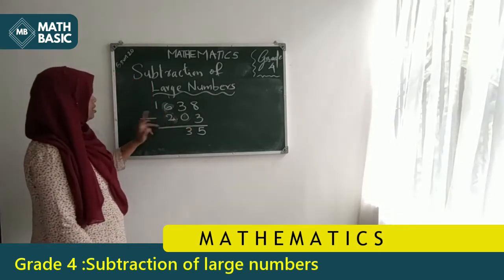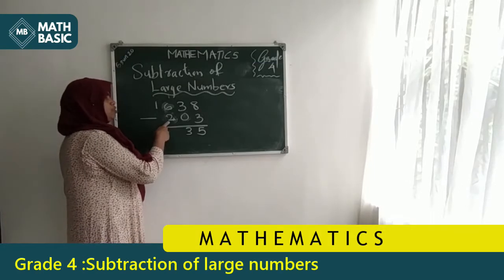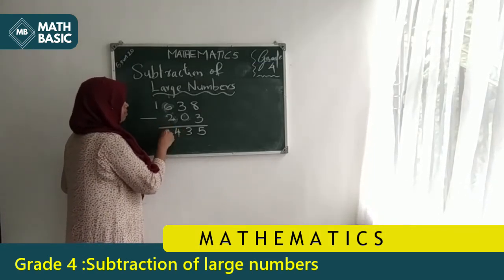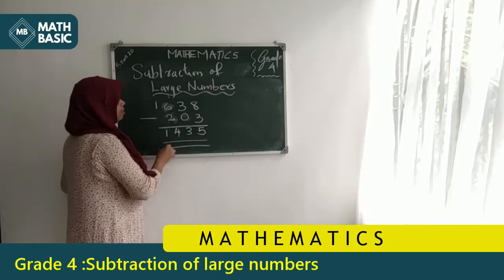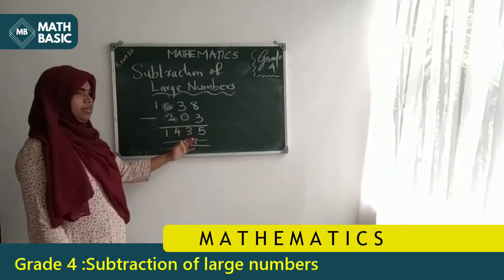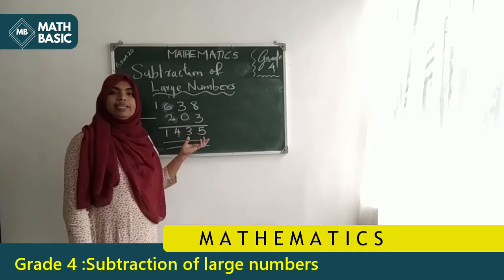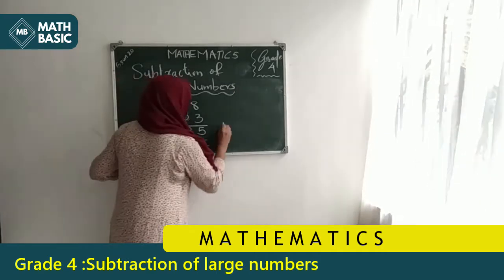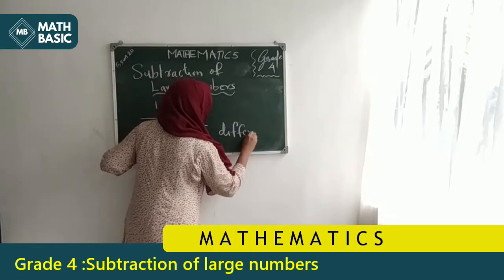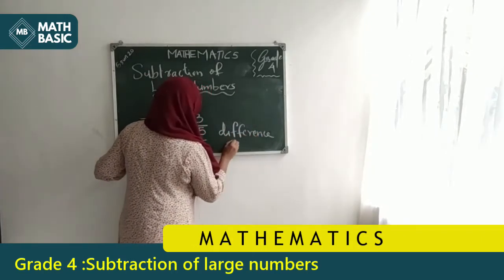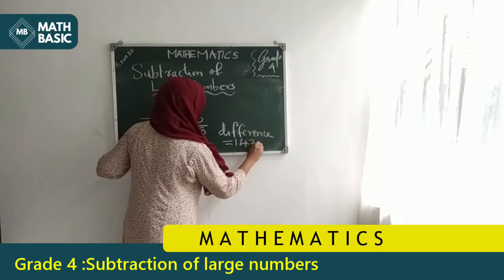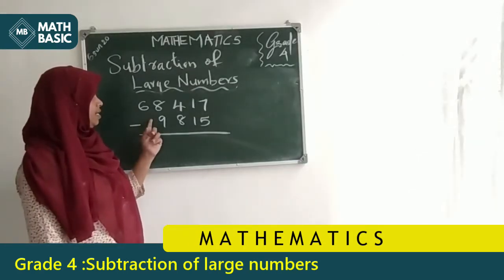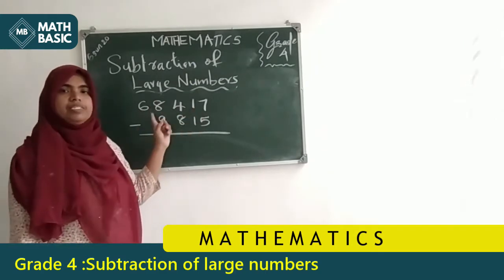Here 6 minus 2. That means take away 2 from 6. That is 4. Here 1. The answer is 1435. But the answer in subtraction is what? Difference. So the difference equals 1435.